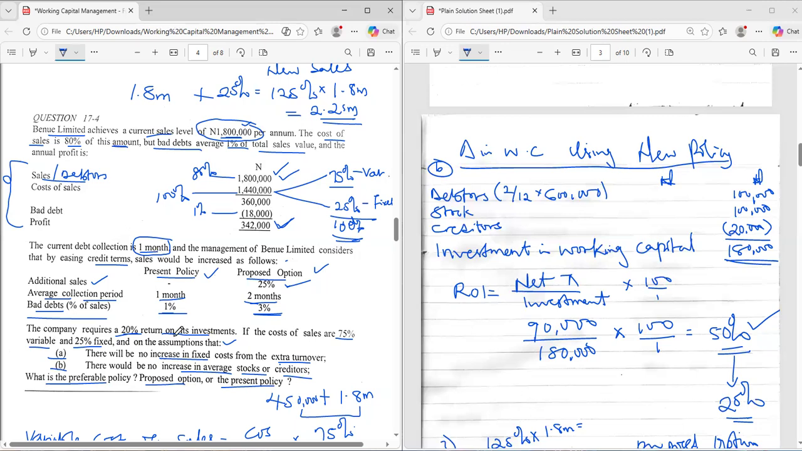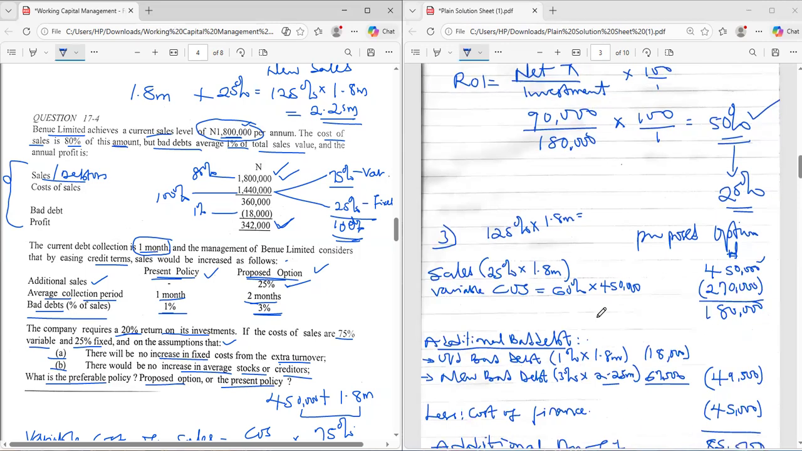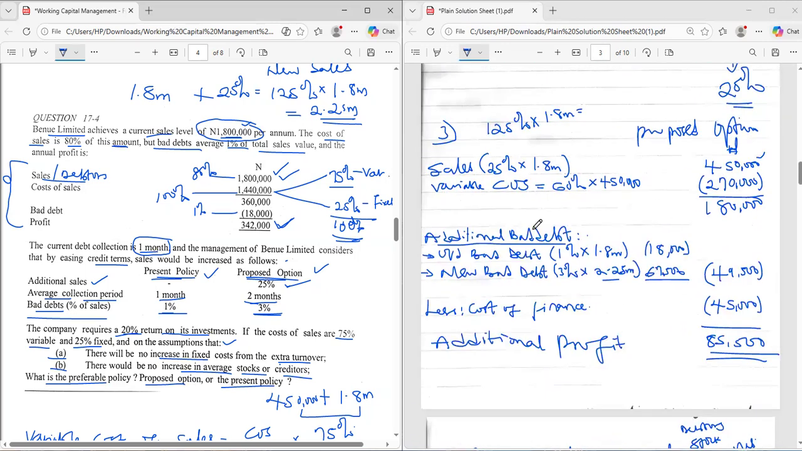Now, in this particular question, we are not comparing anything with the 20%. What we are comparing is option 1 and option 2 directly. And they give us a P&L account, which was prepared in accordance with the present policy, which is option 1. We want to determine what the proposed policy would be. The proposed policy will simply be an amendment of the P&L account to suit the new policy. And that was why we had to prepare a new P&L account.